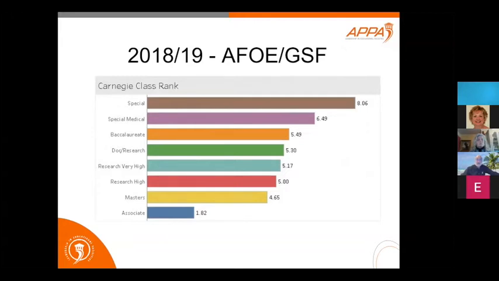Here we're looking at the annual facility operating expenditure, that's AFOE, and you'll see that frequently, against the total area of the campus, the gross square feet. And there's a number of Carnegie class ranks, and you'll see that the special category, which may be a special research facility or a hospital, is very expensive to operate, and that's somewhat intuitively obvious. So this is a rather simple chart, and we can learn a little bit more looking at different things.